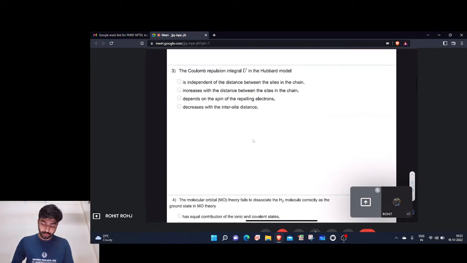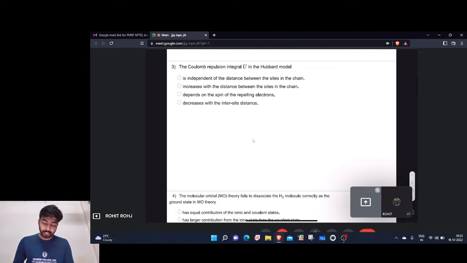So moving on to question number 3, the Coulomb repulsion integral U in the Hubbard model. Now this Coulomb repulsion integral U is independent of the distance between the sites. This comes as a part of the postulate of the Hubbard model, because it's a single band model and consists of only on-site interaction energies, and consists only of the overlap of single bands.